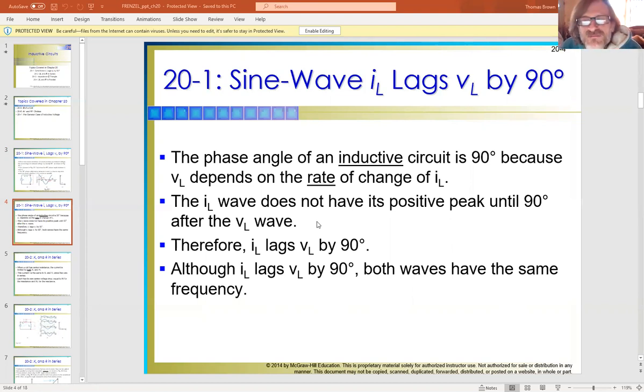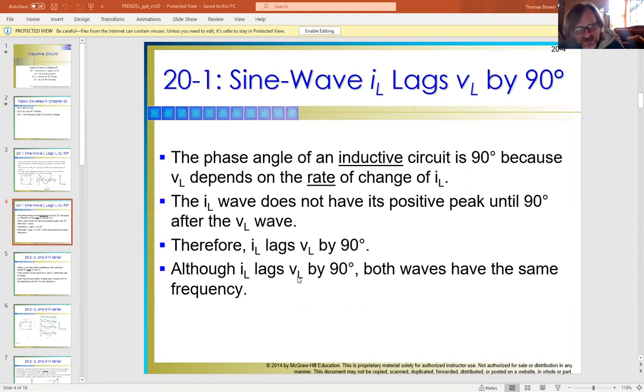And the current wave doesn't have its positive peak until 90 degrees after the voltage wave. So pretty much a reverse reaction that we're experiencing here compared to a capacitor. Because of the way that this is occurring, we can make the statement that the current is lagging the voltage by 90 degrees.